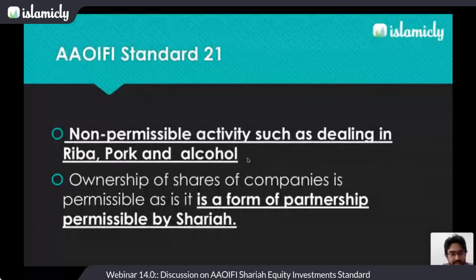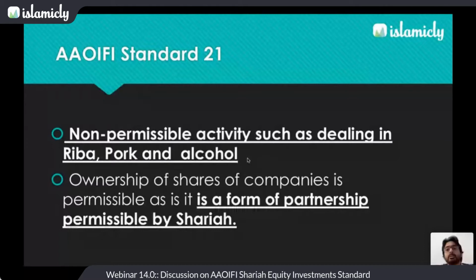Secondly, a lot of people would also ask the first question, which is: is an investment in a joint stock company permissible? The AAOIFI standard also answers that, and it says ownership of shares of companies is permissible as it is a form of partnership permissible by Sharia.